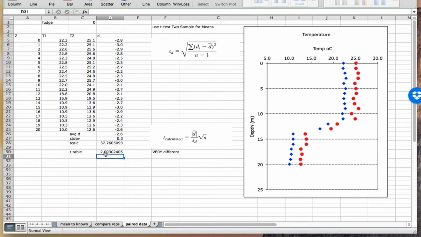So 37 is clearly bigger than 2. They are very different. And if you look at the data, they have the right shape, but there is clearly a systematic offset between these two data sets.